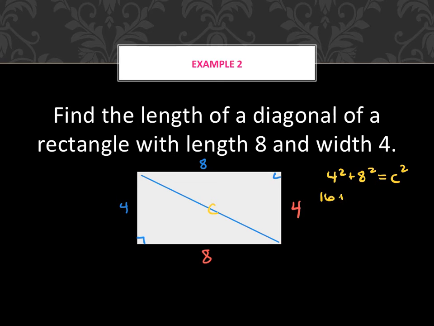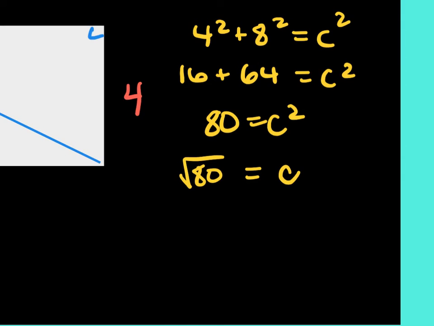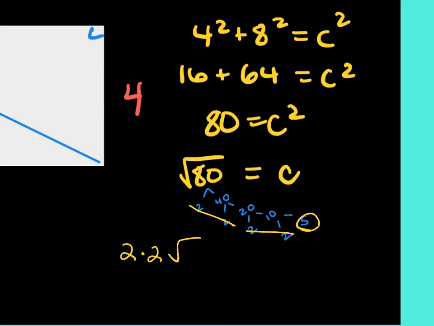And I get 16 plus 64. C equals the square root of 80. Is 80 a perfect square? No. Nope. Break it down. What goes into 80? 2 and 40. 2 and 20. 2 and 10. 2 and 5. For each pair, one number goes to the outside. And there's a 5 left. So I get 4 root 5.